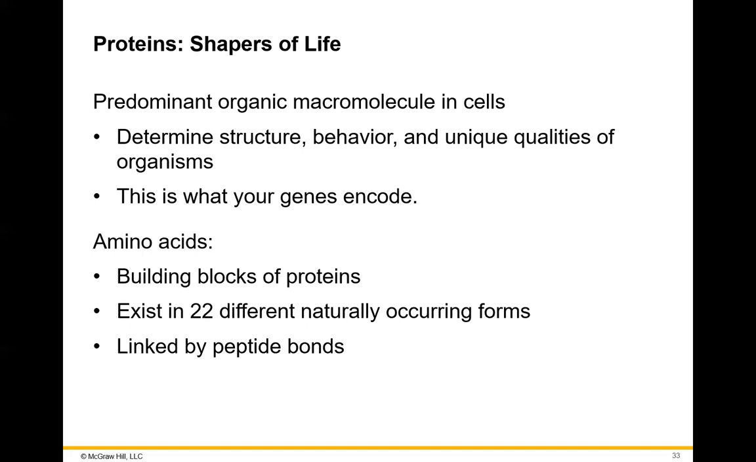Okay, but proteins, now we're back to a monomer. They're made up of amino acids that are linked together. That's their subunit here, just repeating amino acids. We have 20 different amino acids that are available in biology.